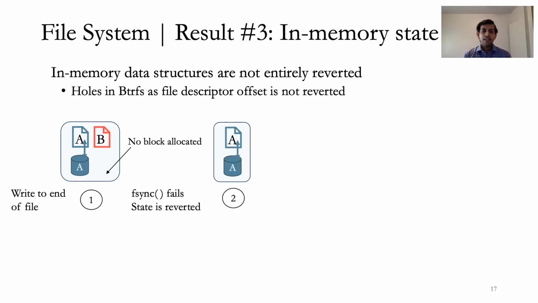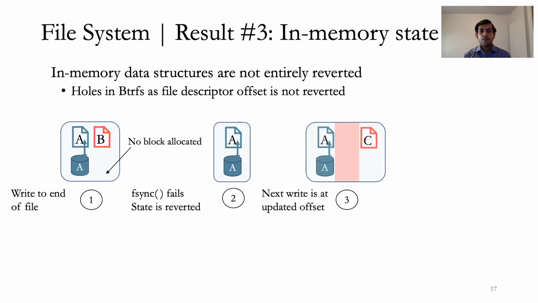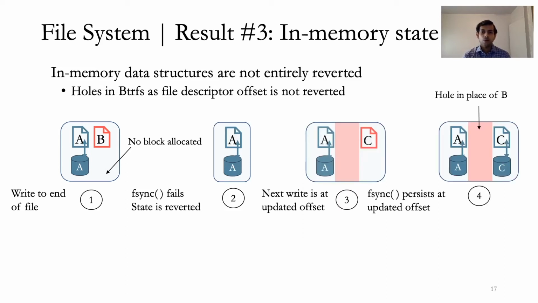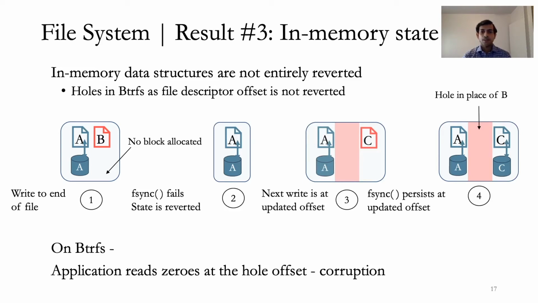On Btrfs, the entire state is reverted, but if you keep writing, it writes at the updated offset. So you end up with a hole in that region. Again, if an application reads that block, it will see zeros, which is also a corruption.